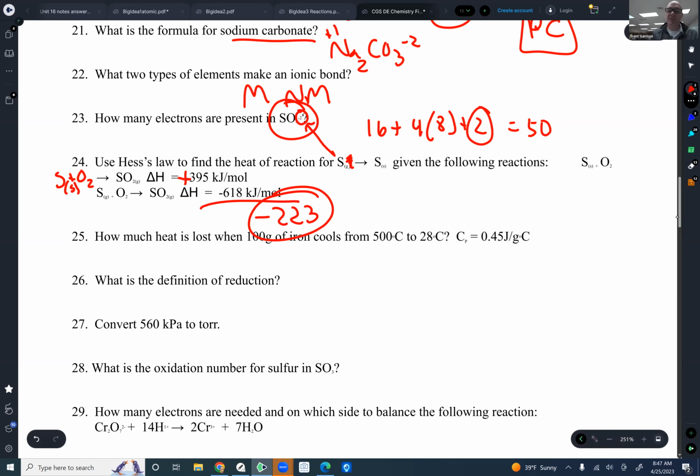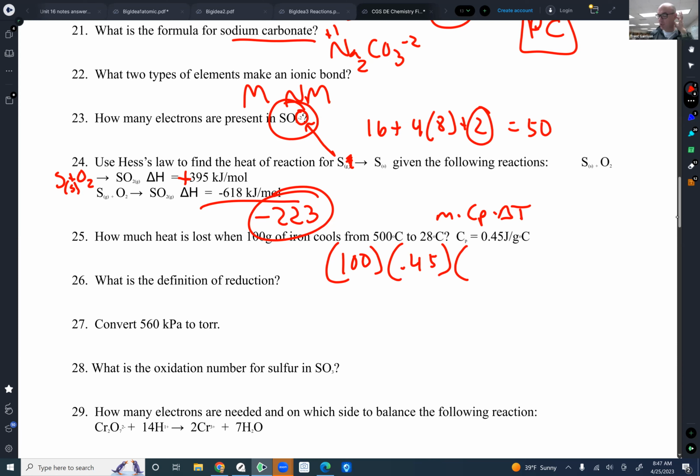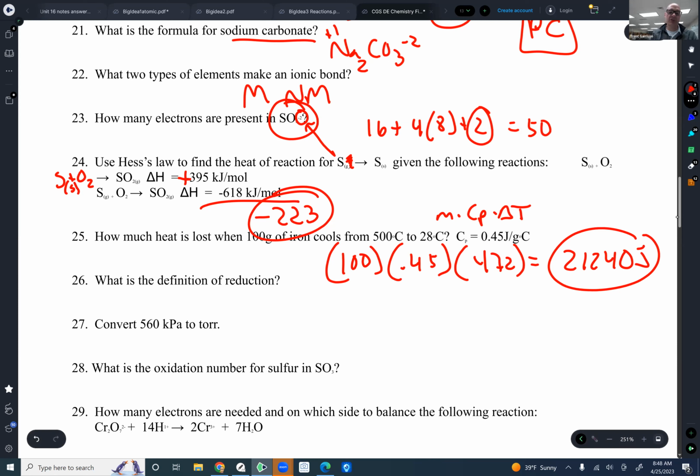How much heat is lost if we have 100 grams? So this is mass, specific heat, change of temperature, times 0.45 specific heat, 500 minus 28. The change in temperature is 472. Multiply all of this together, and you get 21,240 in joules is your answer. Definition of reduction is to gain electrons.